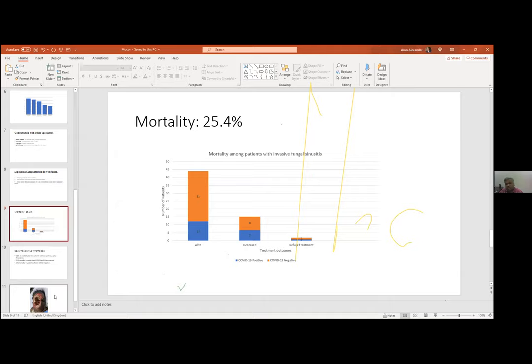So we actually waited for 7 to 10 days before we operated on somebody with mucormycosis. Unless they turned, we wouldn't wait for the RT-PCR to be negative, but we actually waited for 7 to 10 days before we operated. But we find that the mortality is the same whether you operate early or 7 to 10 days later. The only thing was all patients received liposomal amphotericin.